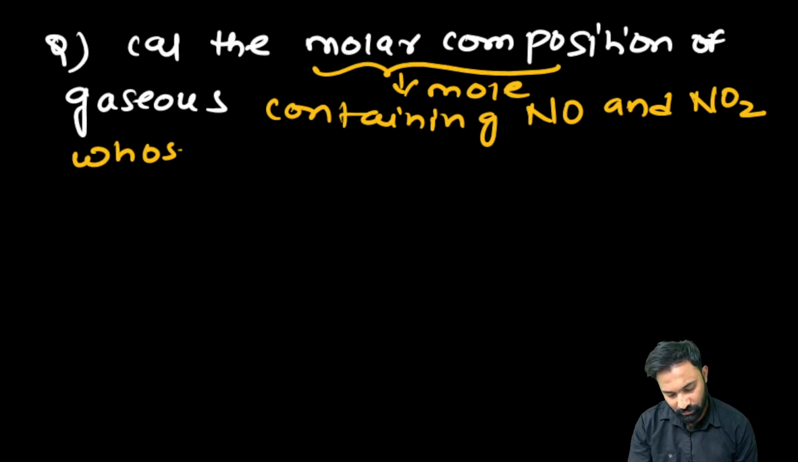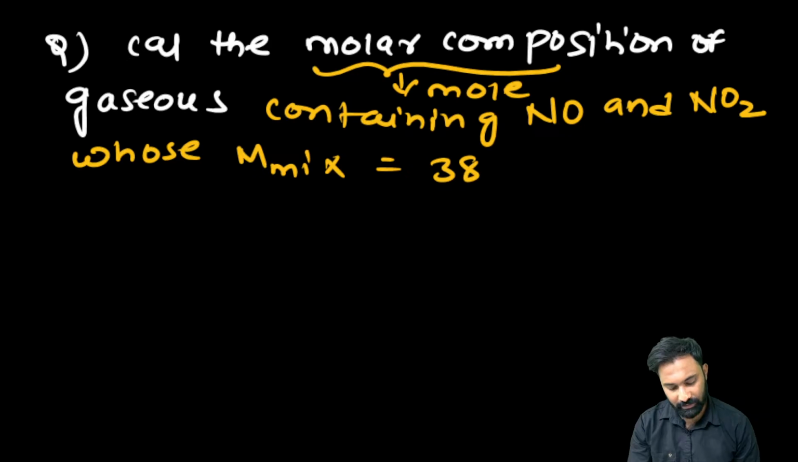The M mixture is 38. My dear friends, this question can be solved in two ways. How do we solve it in two ways? Now, will you try this question first, or should I say?